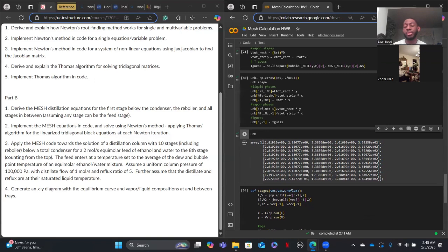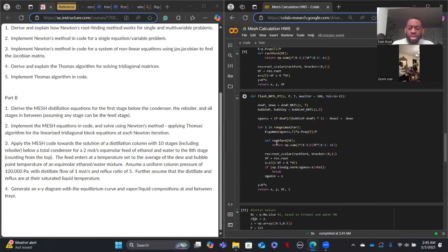This is the liquid flow depending on the component. So these are the flow rates, respective to each stage, respective to each component, either water or ethanol.